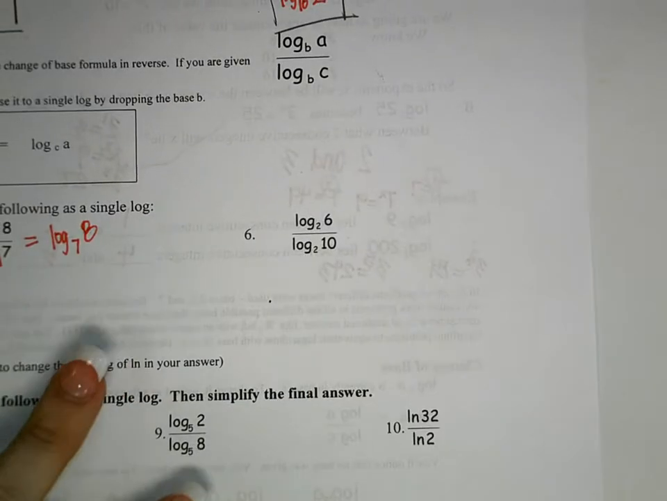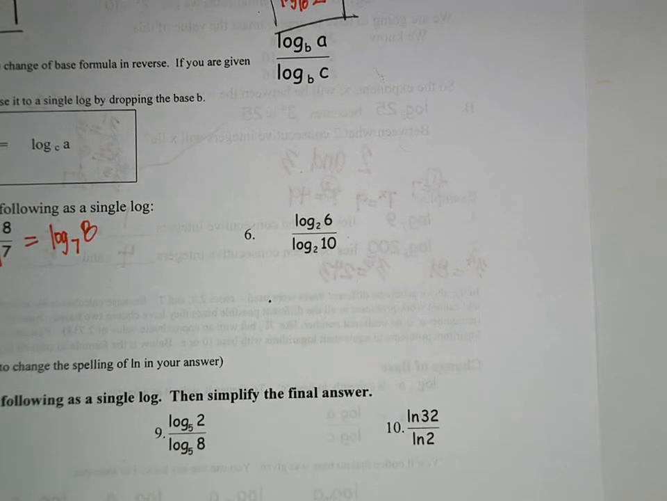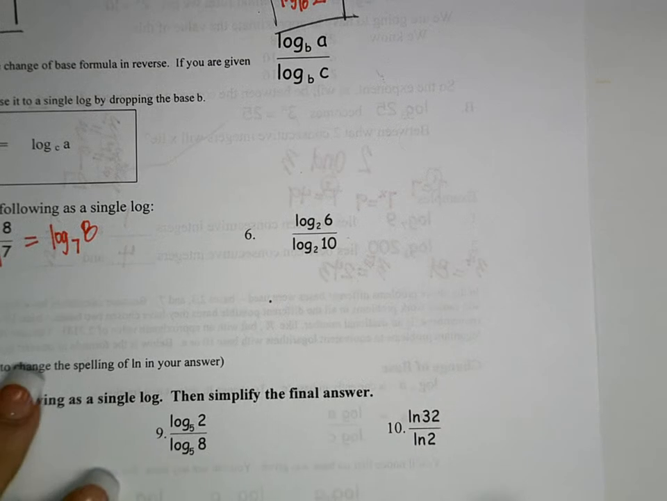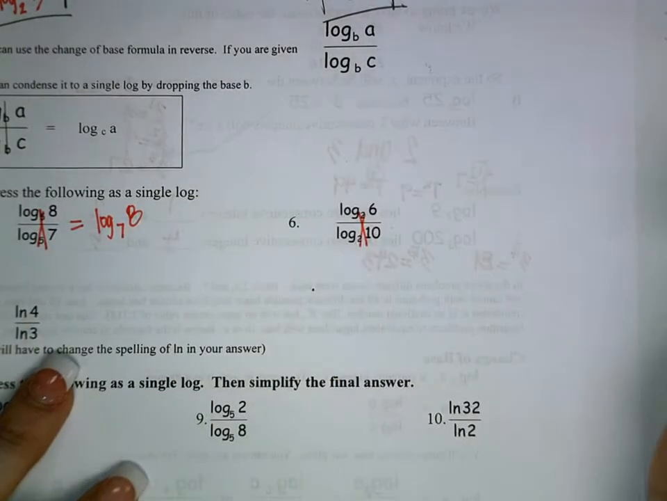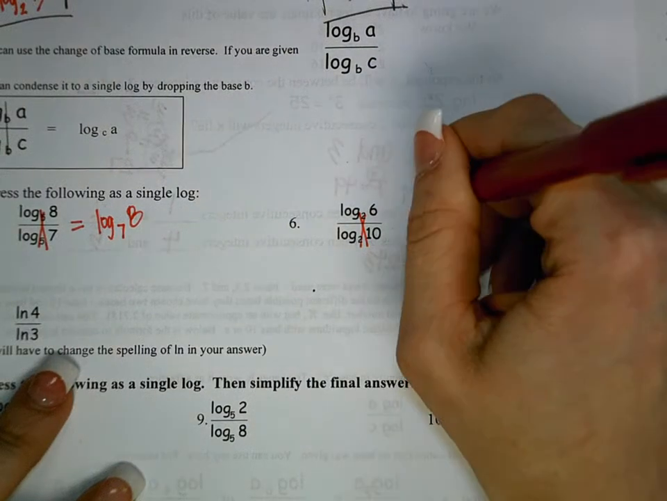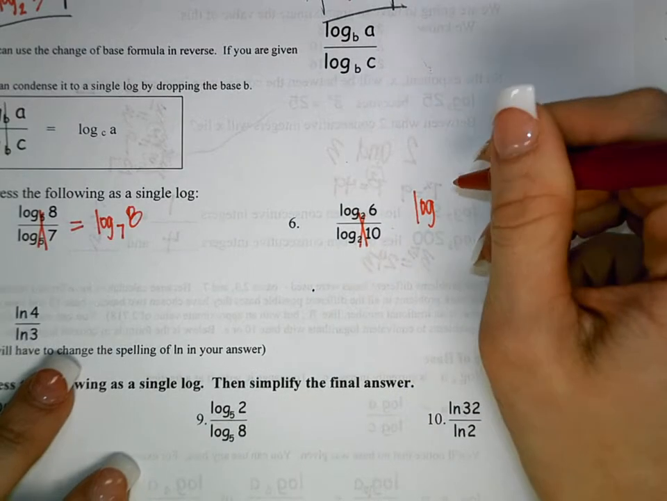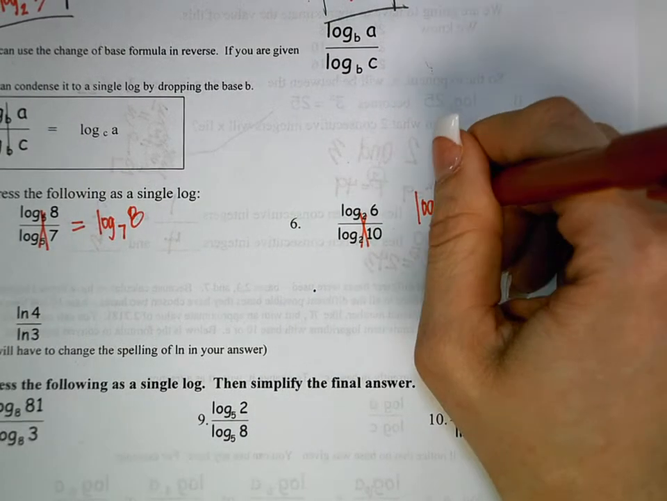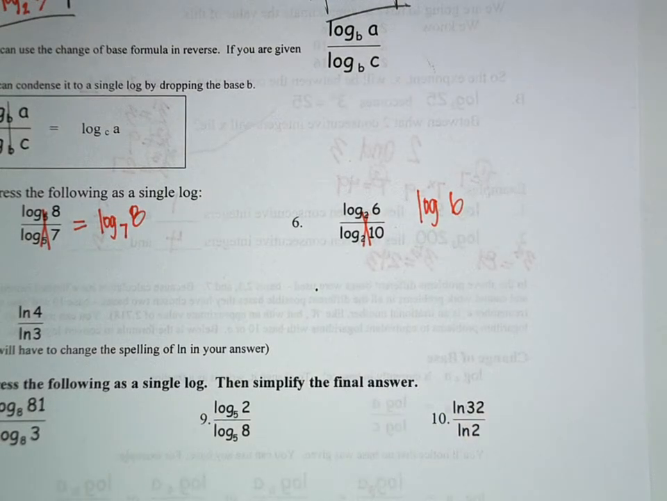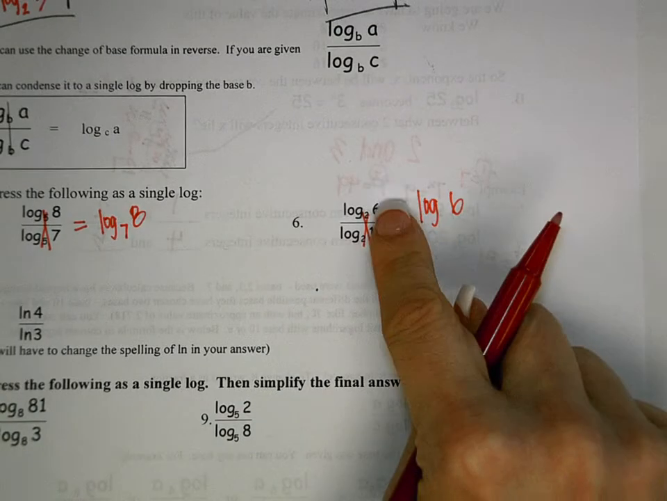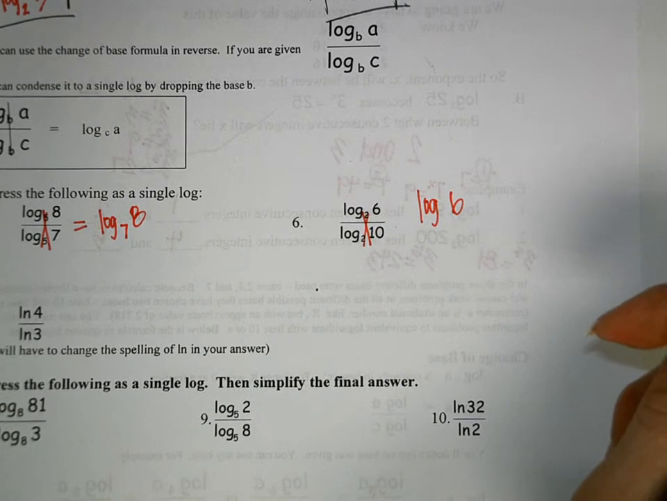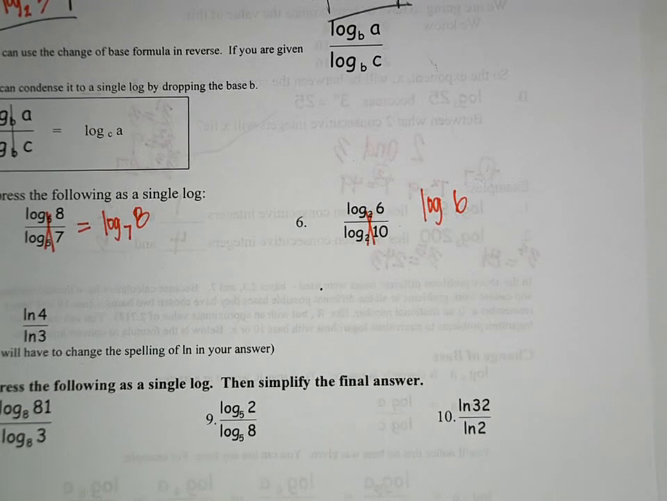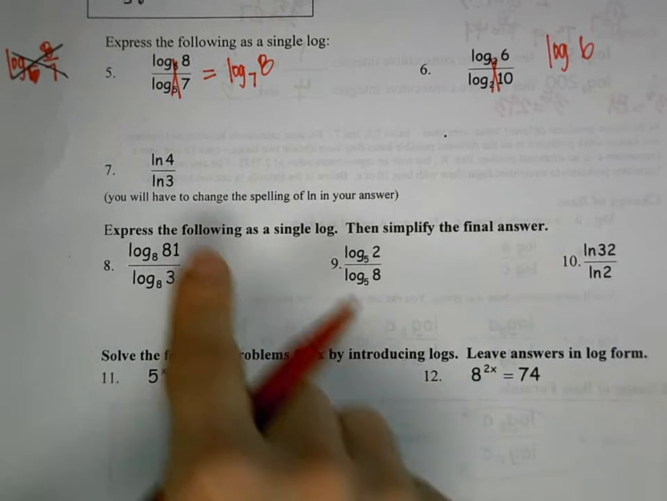Okay, how about number 6? Log base 2 of 6 divided by log base 2 of 10. The 2's go away, and this becomes what? Log, if you write base 10, that's fine, but you don't have to. Log of 6, and that's it. Okay, also make sure that you're not trying to reduce. The 6 and 10 do not reduce one another. Okay, that's fairly straightforward.